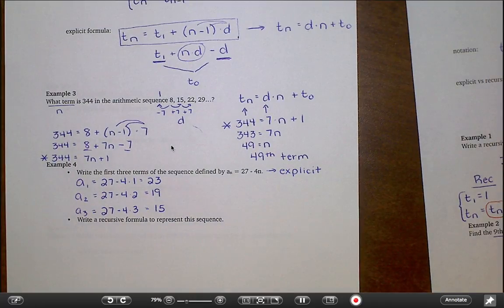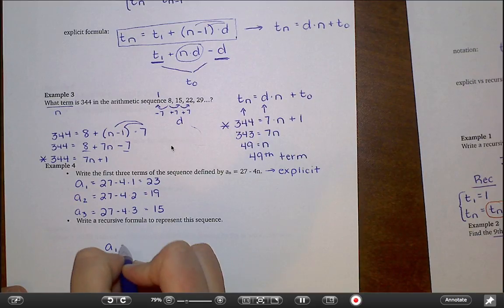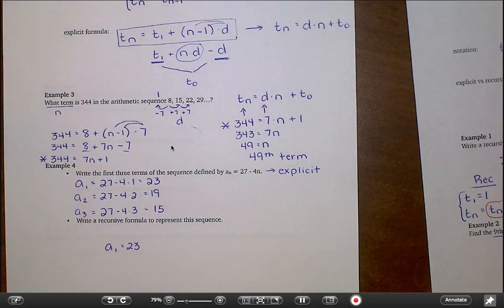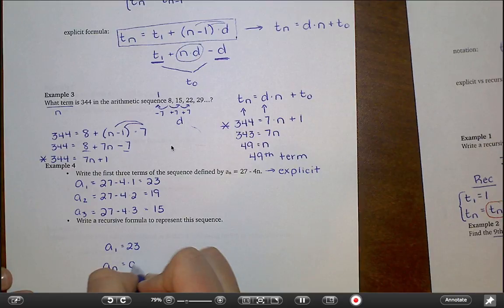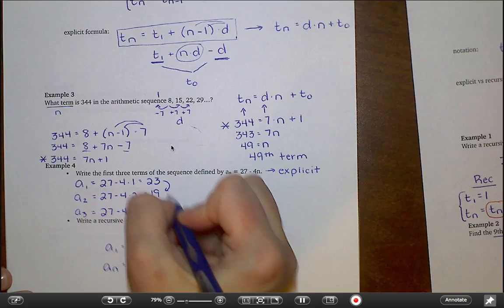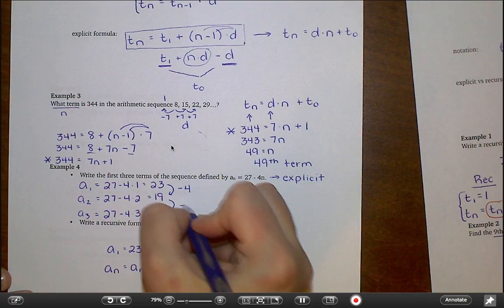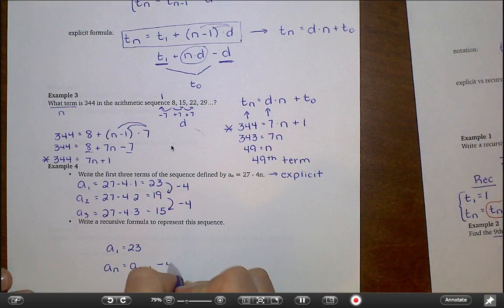And then let's write a recursive formula. So remember, a recursive formula has to give you the first term. If I ask you for a recursive formula and you don't give me the first term, you will not get full credit for that question. So term 1 is 23. I already knew that. Term n, and remember we want to think about what happens to the previous term to get to the next term. So how do we get from here to here to here? Well, we're subtracting 4 each time, right? We're going down by 4. So we're taking the previous term and subtracting 4.